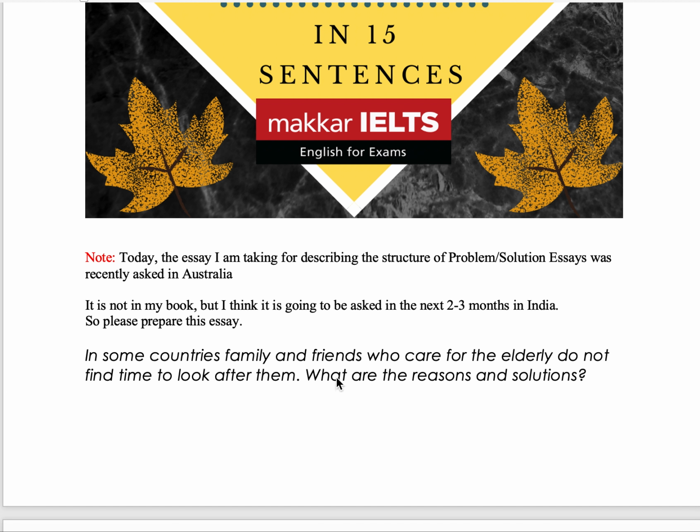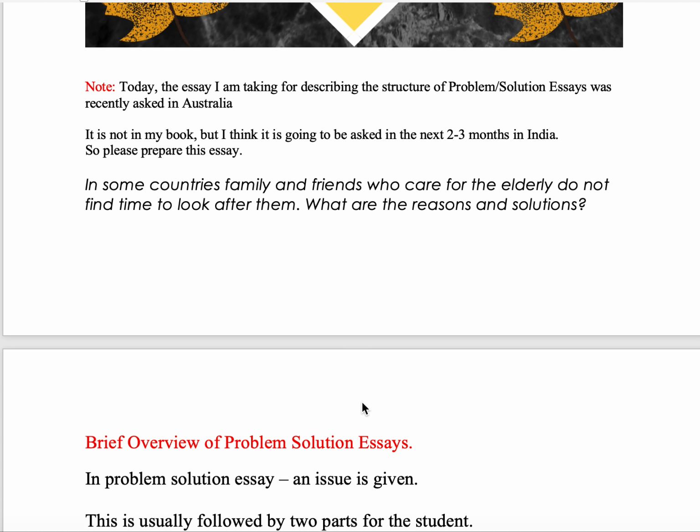In some countries, family and friends who care for the elderly do not find time to look after them. What are the reasons and solutions? So, there are friends and family who want to take care of the elderly, but they don't have time. And the reasons for this lack of time are asked, and the solutions. So, let's see how to attempt.